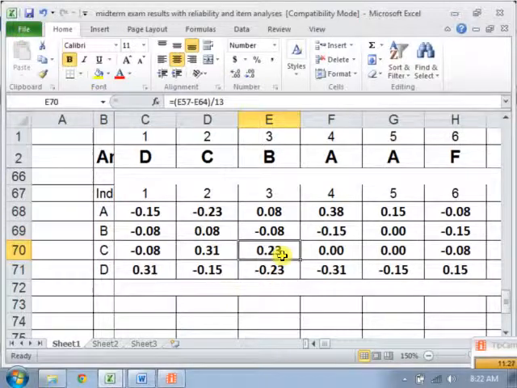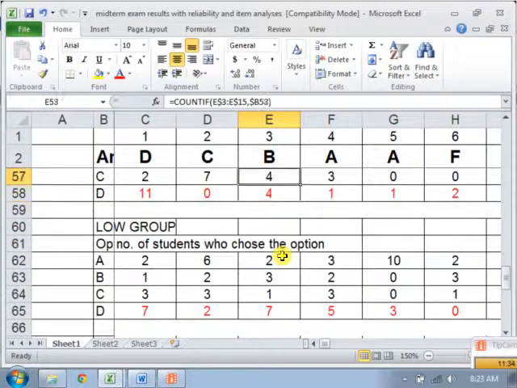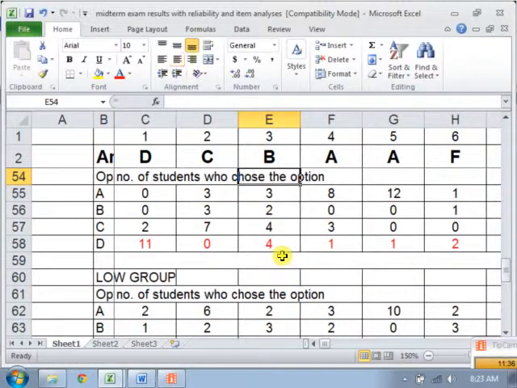How about number 3? Look at number 3. The answer is supposed to be a B. But look at your A. In your high group, 3 chose it from the upper group. 2 chose it from the lower group. What is happening? So, what are we going to do? Let's try to change the way. That's number 3.